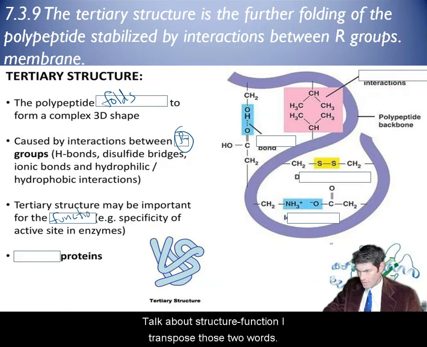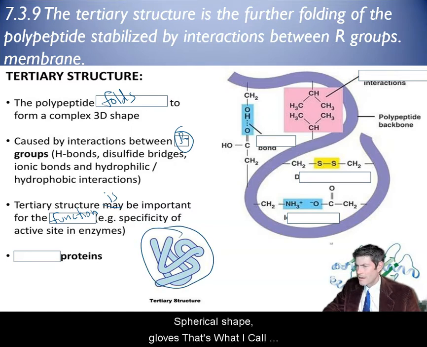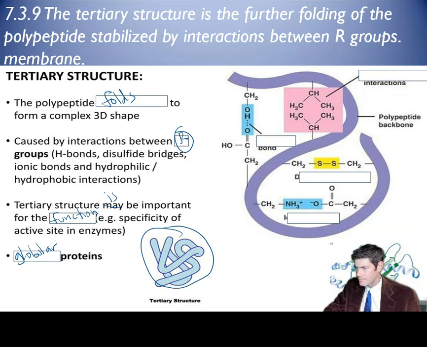Talk about structure leading to function. I transposed those two words. It is important. And you'll see kind of a spherical shape, kind of a glob. So that's why they're called globular proteins. Things like hemoglobin, things like enzymes, things like insulin, for example.